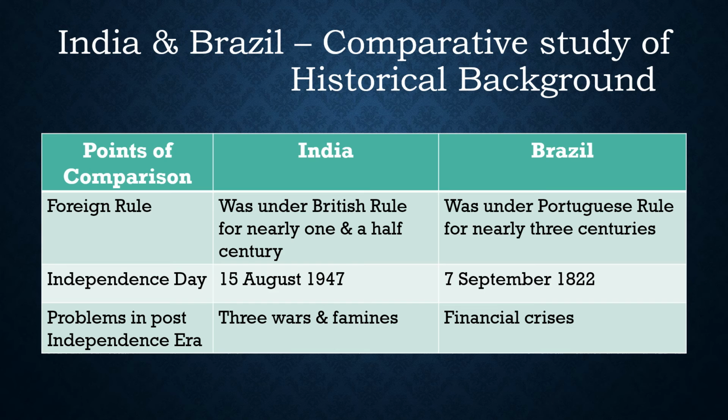See about India. India faced three wars. In 1962, the war was between India and China. There were two wars with Pakistan in 1965 and in 1971. India also faced famine. Famines mean extreme scarcity of food due to drought. Brazil also faced financial crisis problem after independence era.